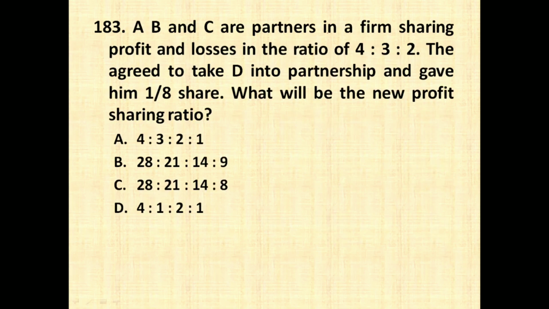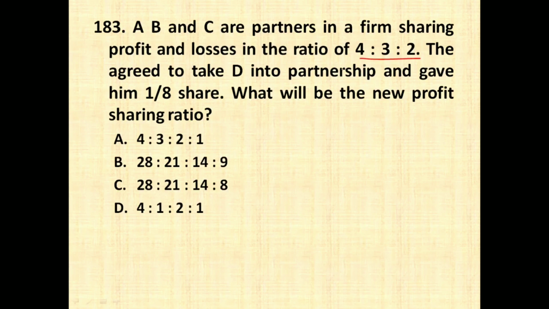A, B, C are partners in a firm sharing the profit and losses in the ratio of 4:3:2. They agreed to take D into partnership and gave him 1/8 share. What will be the new profit sharing ratio? Now the formula for new profit sharing ratio is nothing but old ratio minus sacrifice ratio. So sacrifice ratio is going to be 1/8 from everyone.